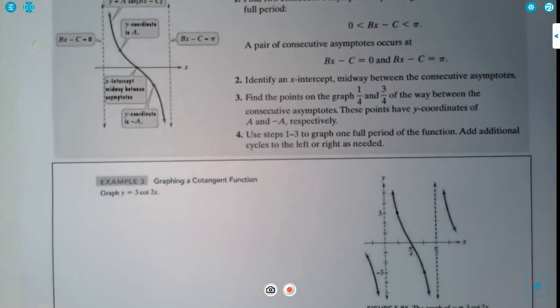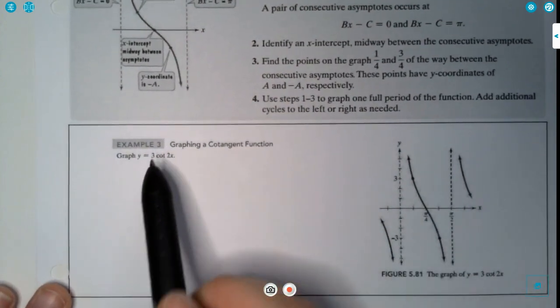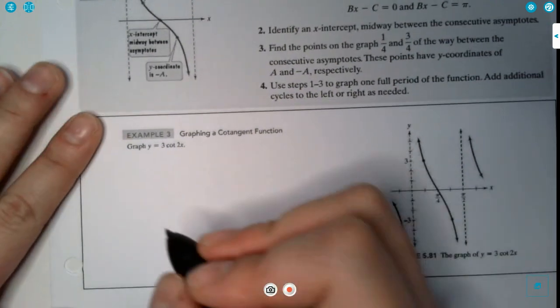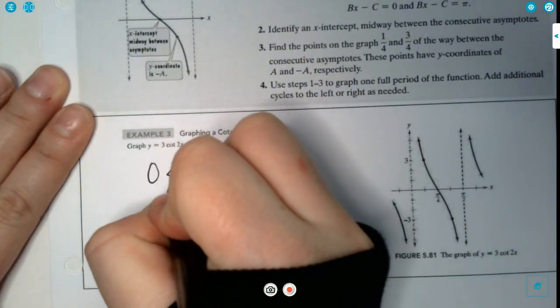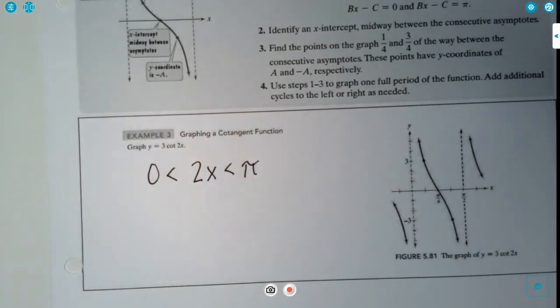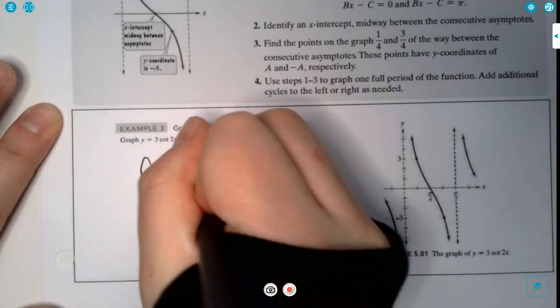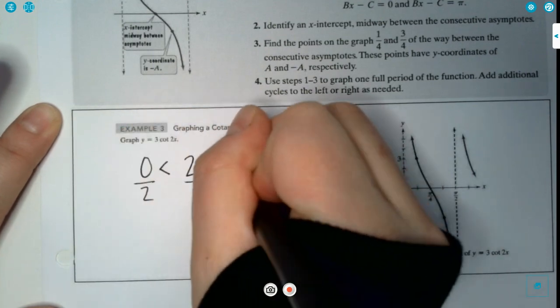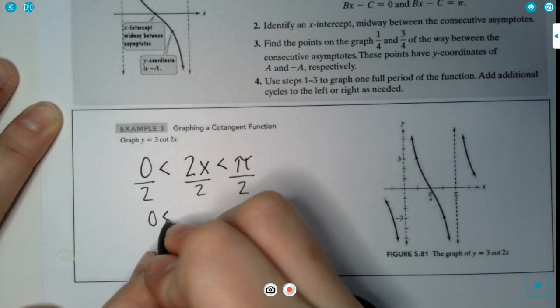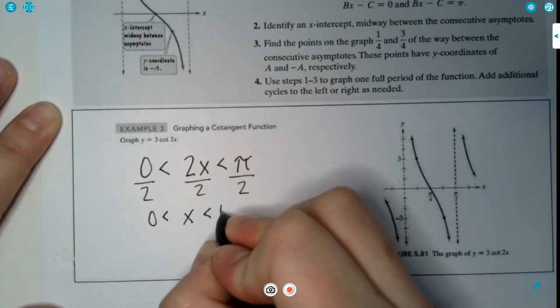Here is our whopping one example. I don't know why I made that so tiny. So it's 3 cotangent of 2x. So we're going to take that 2x and we're going to do 0 is less than 2x is less than pi. And then to get x by itself, we literally just divide by 2. So it would be 0 is less than x is less than pi/2.